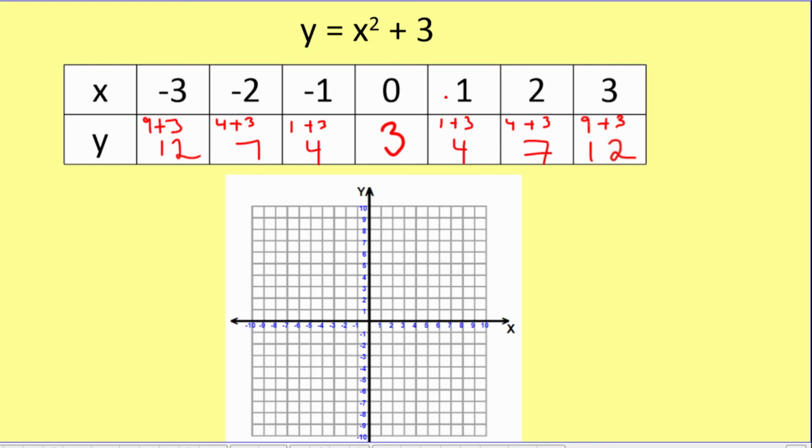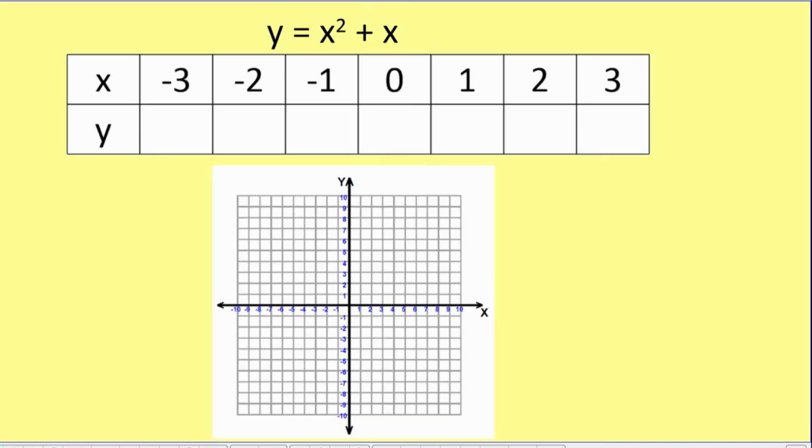Okay, if I want to plot this, switch to my thinnest pen, and 0 is 3. Okay, we're not going to have much of this graph. 1 is 4. 2 is 7. And 3 is 12. That's all the way up there, but we're going to put it up there. You know, it's about there.